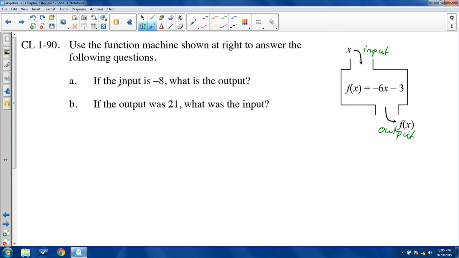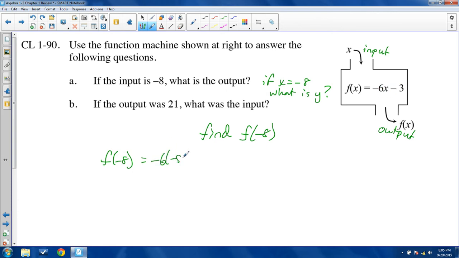Okay. If the input is negative 8, what is the output? Meaning, if x equals negative 8, what is y? Or find f of negative 8, right? There are a lot of different ways the same question can be asked. So let's just do the last one, f of negative 8. f of negative 8 is negative 6 times negative 8 minus 3. Negative 6 times negative 8 is positive 48, and 48 minus 3 is 45. So that's your output, 45 for that one.